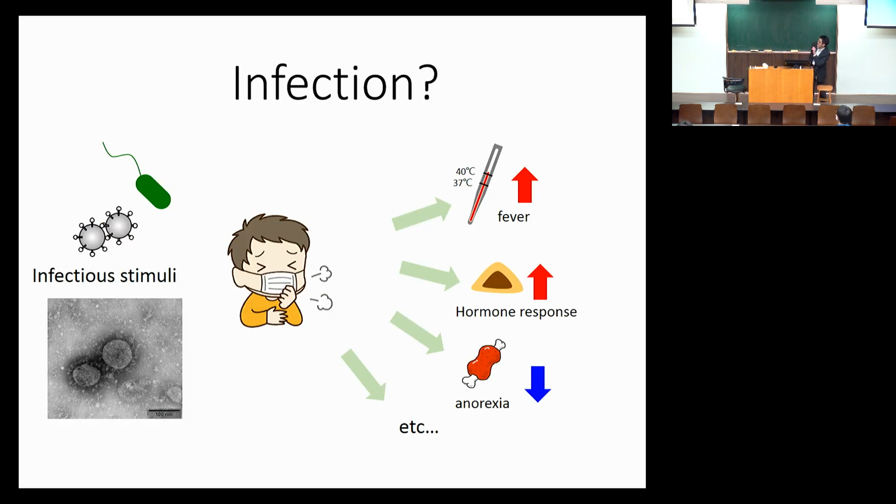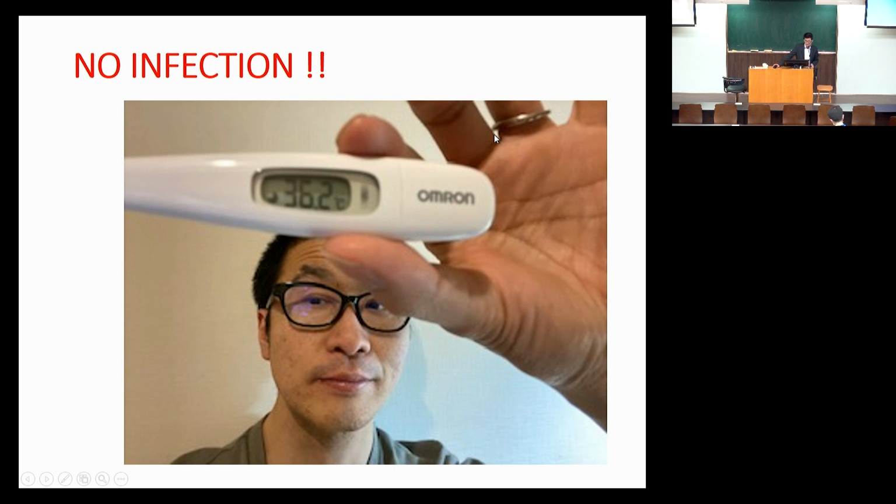Infection is a very hot topic now. When you have an infection, you have a fever, or your hormone responses are induced, or you don't want to eat food. All of them are controlled by your brain, the central nervous system. Yeah, I have to show you, I have no fever, so no infection now. Don't worry. I just measured it this morning.